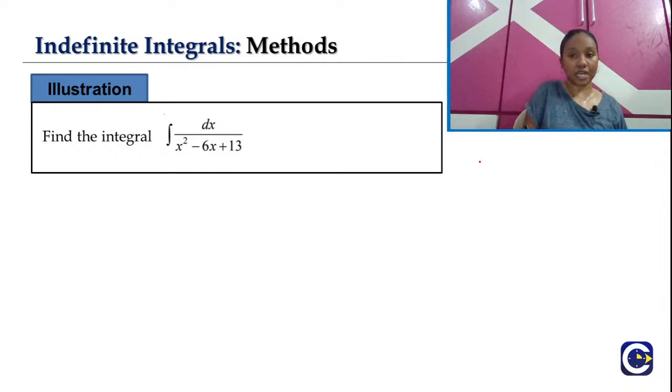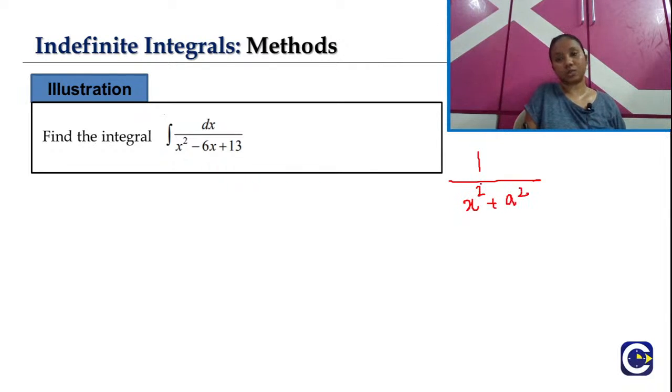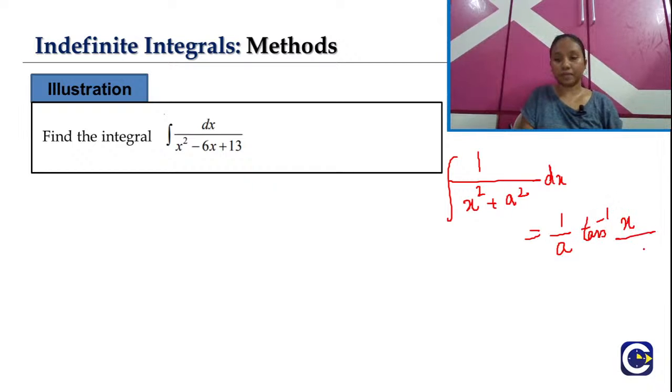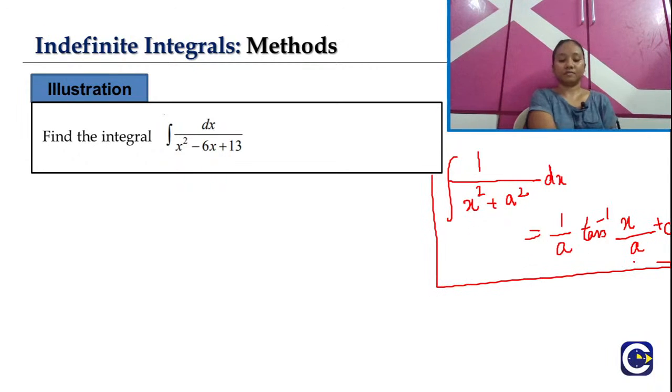To get the answer of it, I'm just going to give you a formula here. If we have integration of 1 by x square plus a square dx, right? So 1 by x square plus a square dx. The answer here will be equal to 1 by a into tan inverse x by a, plus constant c. So you can directly apply this formula to get the answer. So try and solve this question.